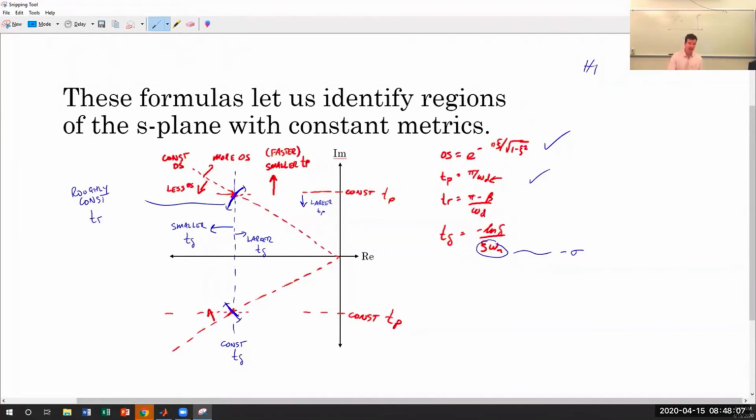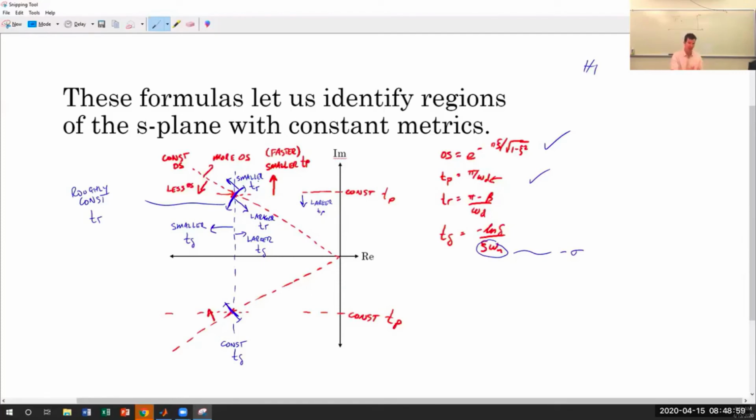But the same pattern emerges, that if we move inside, this will be a larger rise time. And if we move outside, this will be a smaller rise time. We've got 4 metrics. 3 of them are time metrics. 1 of them is an overshoot metric. All 4 of them have geometric interpretations in the plane. Those geometric interpretations come from the formulas that came from the canonical step response.